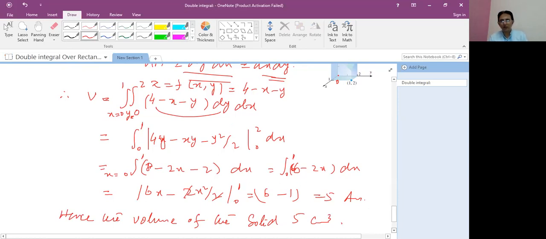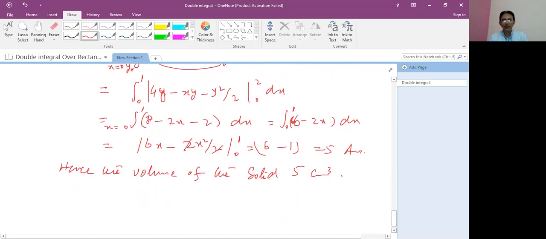After that, student, we will find the area with the help of double integral. We will discuss another problem, when we find the area in a double integral. So that's why in the next video.